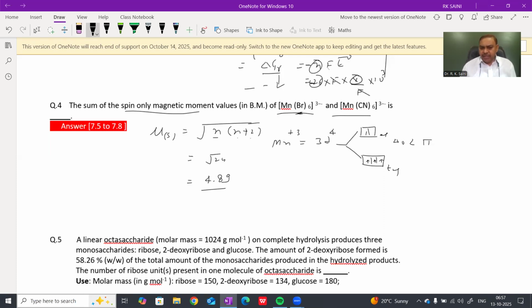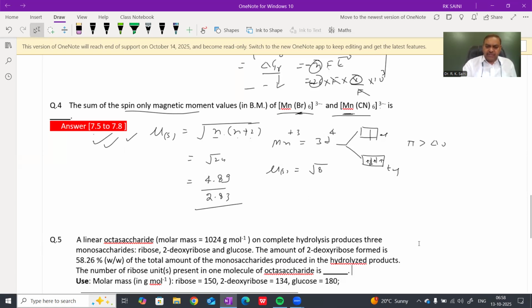In the second case, the oxidation state of Mn is also +3, but it has a strong field ligand, and in the case of a strong field ligand, the pairing energy is greater than Δo. Therefore, these 4 electrons occupy the t2g orbitals only, and hence it contains only 2 unpaired electrons. Putting the value of 2, the spin magnetic moment is √8, or nearly 2.83. On summation, it is nearly 7.5 to 7.8, the answer given by JEE.